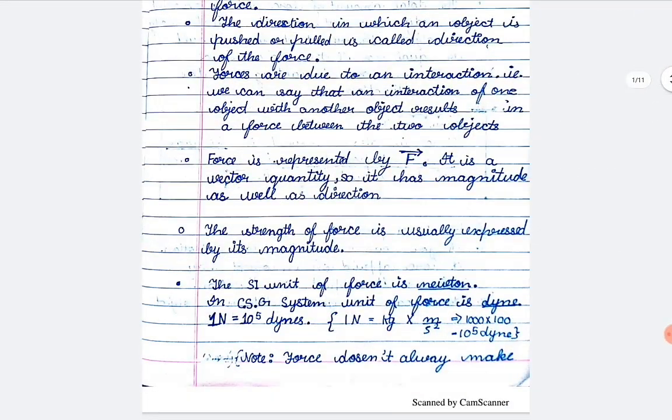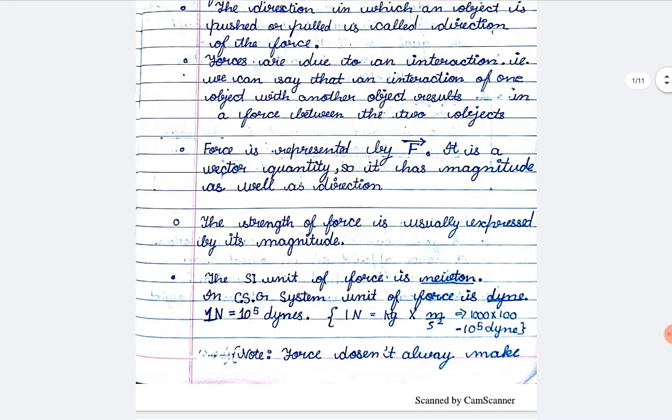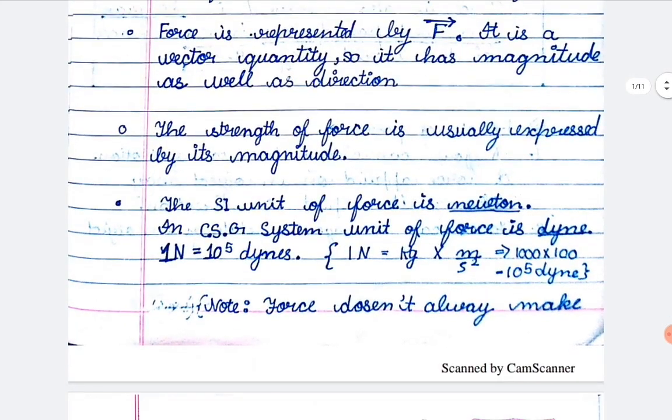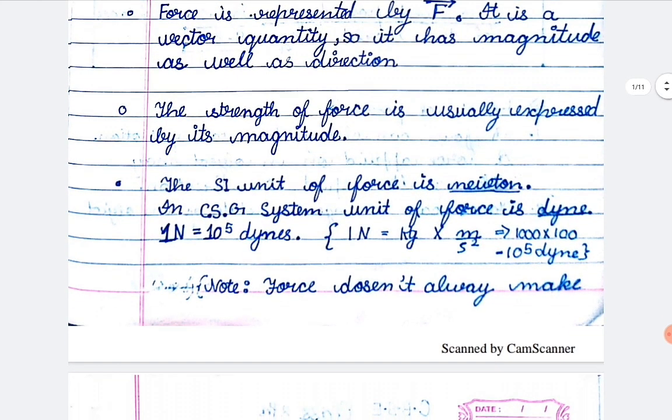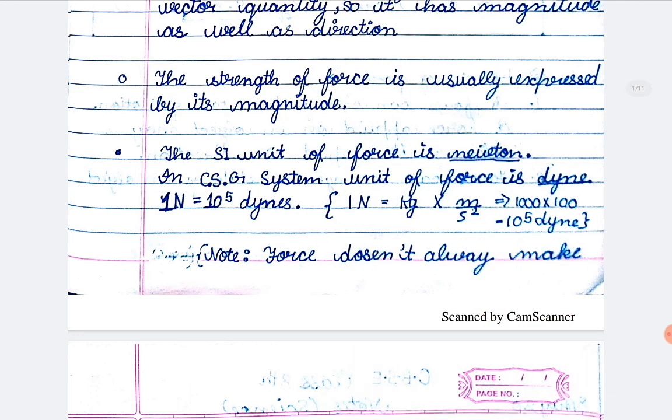And force is a vector quantity. And what's a vector quantity? A vector quantity is a quantity which has magnitude as well as direction. And the strength of a force is usually expressed by its magnitude. The SI unit of force is Newton. In the CGS system, the unit of force is dyne. 1 Newton equals 10 power 5 dynes.